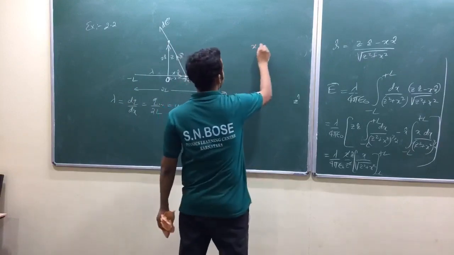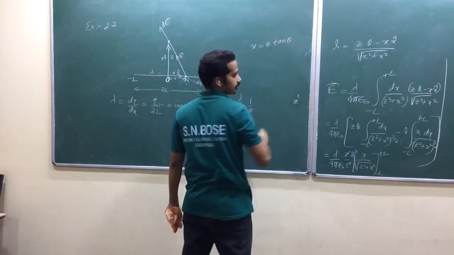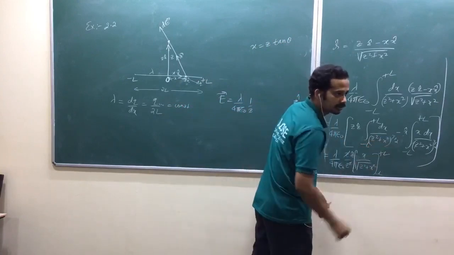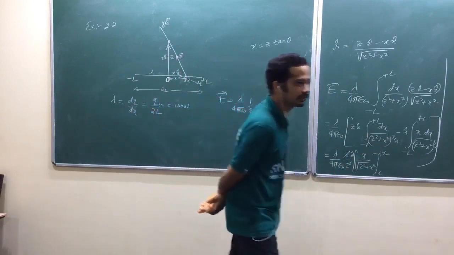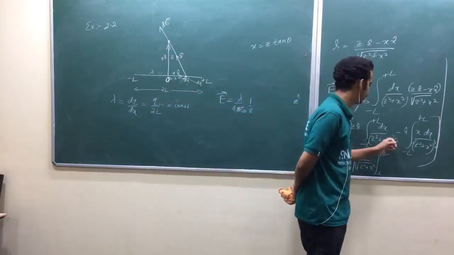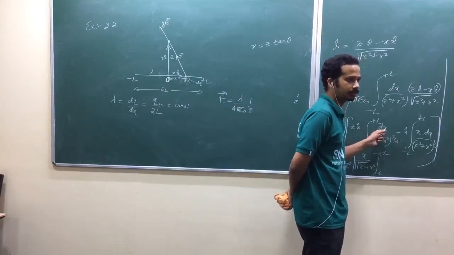So put x equal to z tan theta. That's your standard substitution. So then what would happen? z square plus z square tan square theta. Take z square outside. That becomes 1 plus tan square theta, which is secant square theta. Secant square theta raised to 3 by 2 gives secant cube theta. Again, you have to substitute for dx. Integration by substitution. So try that one.